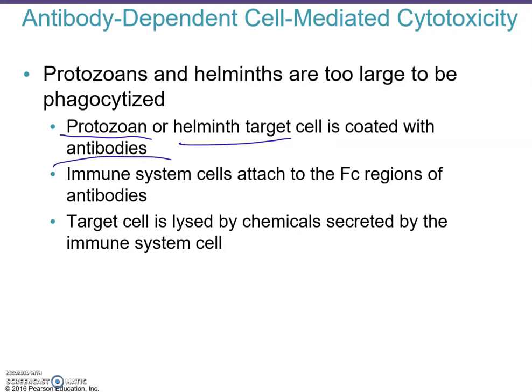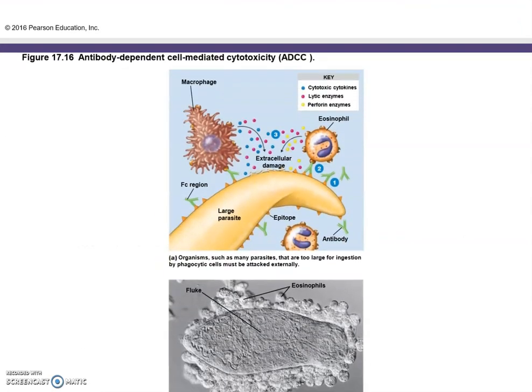Then the immune system cells attach to the variable regions of these antibodies, and then the target cell is lysed by chemicals secreted by the immune system cells. So basically you're trying to drill a hole into the surface of the pathogen. In this case it's a whole animal like a worm, and then try to leak out the contents.